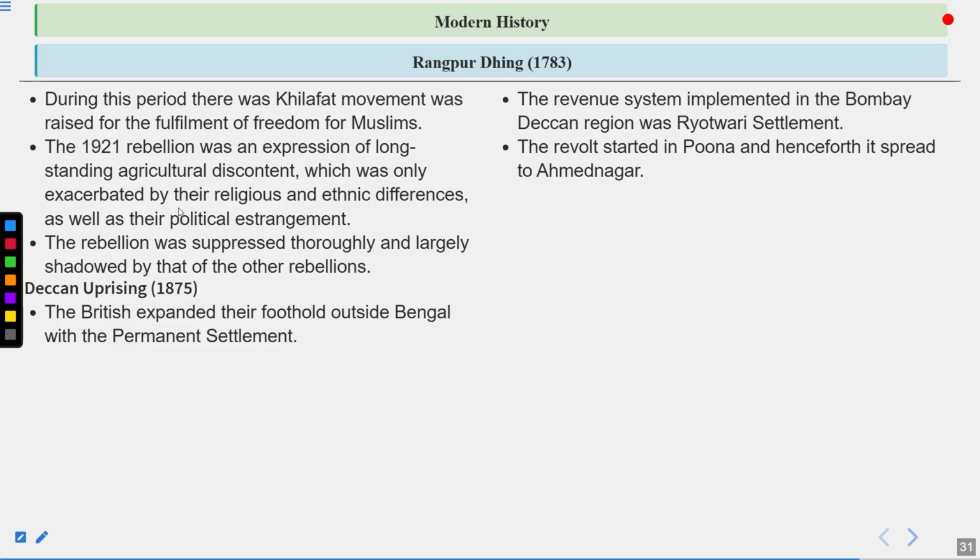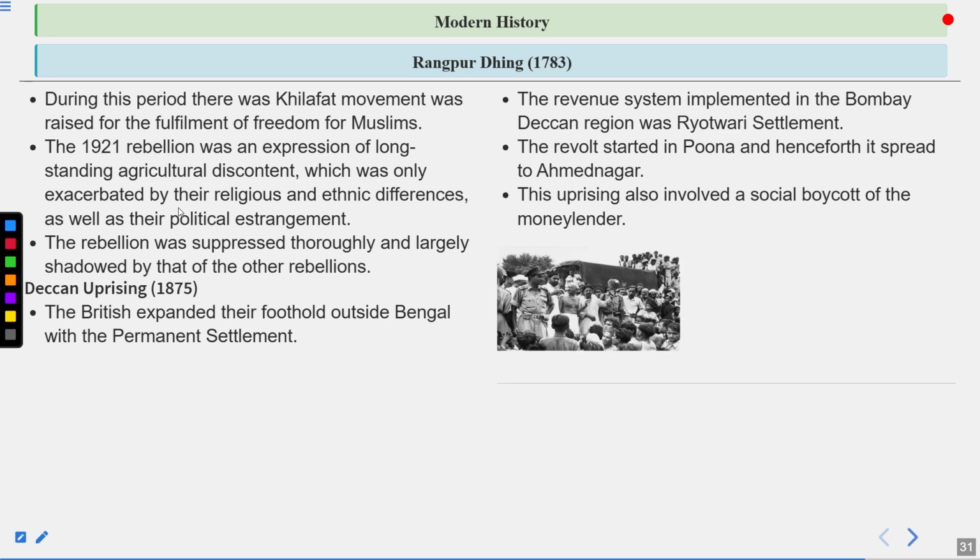The revolt started in Pune and henceforth it spread to Ahmednagar. This uprising also involved a social boycott of the moneylender. And these are some of the other important uprisings that happened at that time.